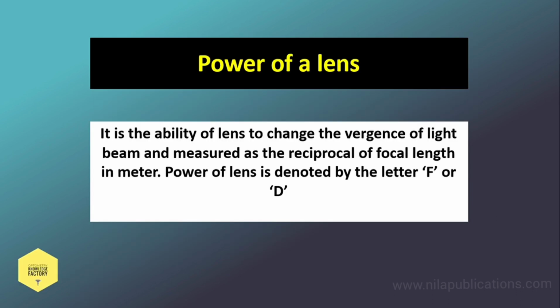Then power of a lens, it is the ability of a lens to change the vergence of a light beam and is measured as the reciprocal of focal length in meter. Power of a lens is denoted by the letter F or D.